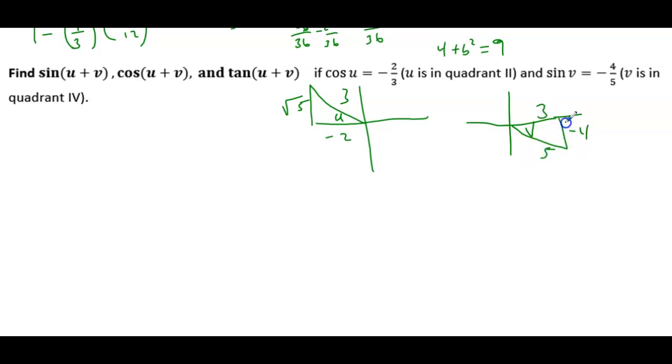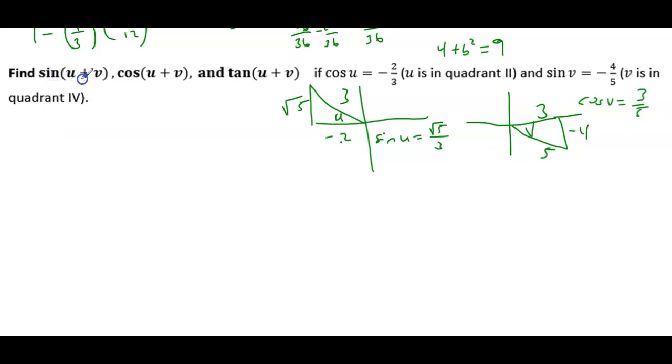So 3, 4, 5 triangle. All right, do Pythagorean theorem: 16, 25. 25 minus 16 is 9. The square root of 9 is 3. So now we know what cosine is. We got sine of u equals square root of 5 over 3. And we know what sine is. We just need cosine of v, which is 3 over 5.